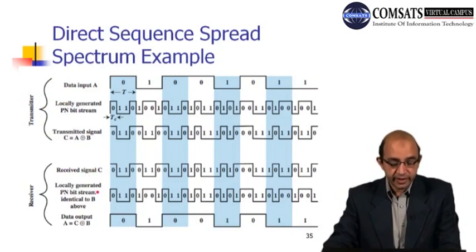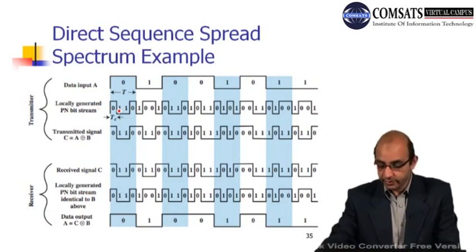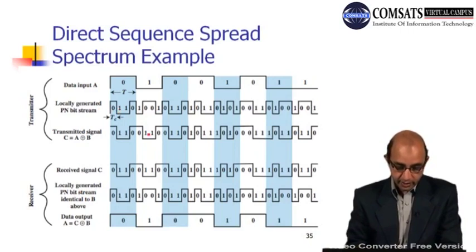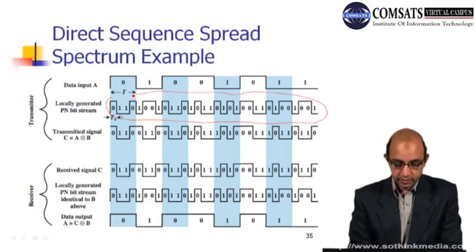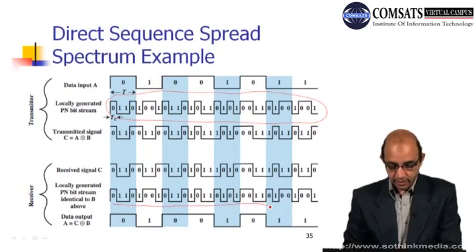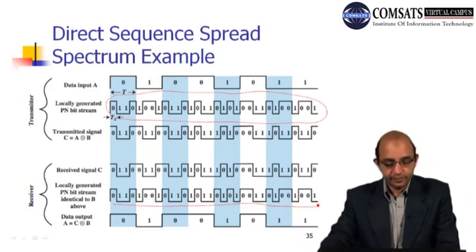So here we have the received signal. Again, you can see the synchronization of the PN bit stream. The PN bit stream between transmitter and receiver is the same, right? So let me mark this one, and this one. So they are the same, right? This is the same as what I have explained, and you can see that.